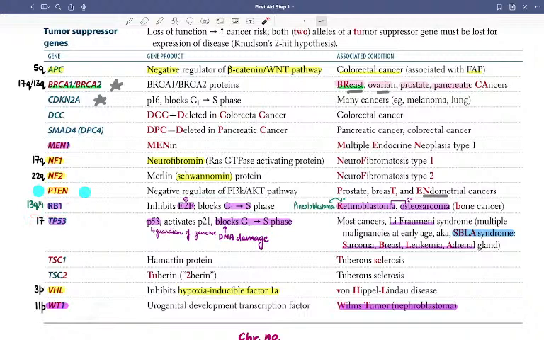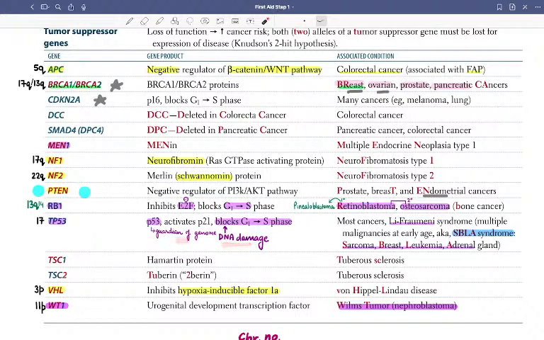13q14 is RB1, which inhibits E2F and blocks G1 to S phase. TP53 also blocks G1 to S phase. E2F, retinoblastoma, osteosarcoma, retinopathy, pinealoblastoma. TP53: P53 activates P21 DNA.